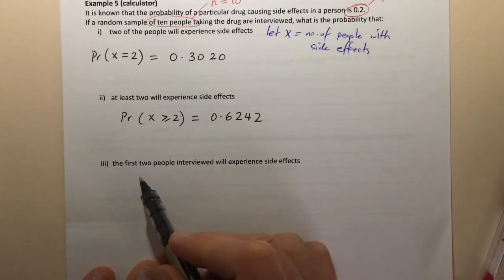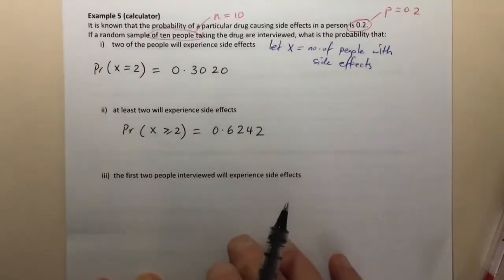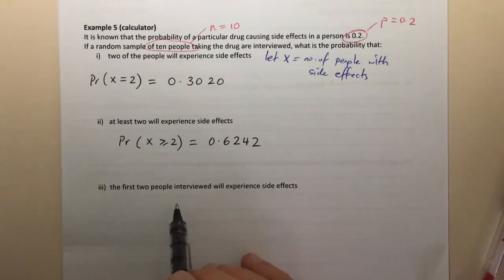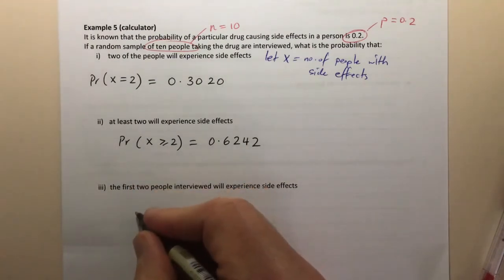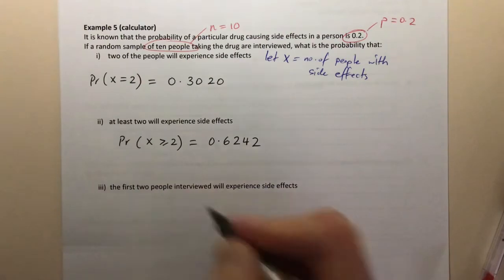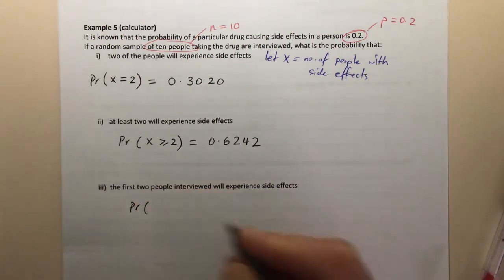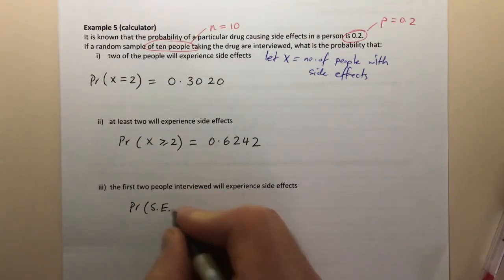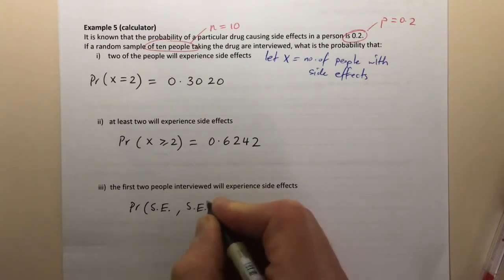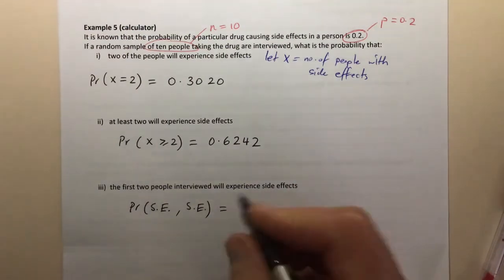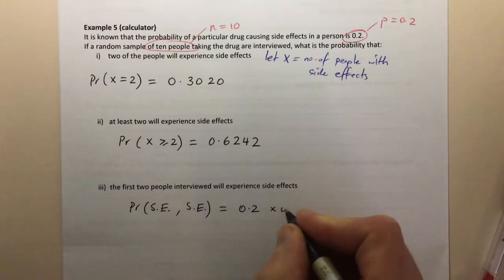So it's not really talking about the number of successes out of 10. It's actually just saying that if we have 2 people interviewed, we want to know the probability that they'll both have side effects. It's a little bit of a trick question because it's taking you out of binomial and just saying, well, the probability that we get side effects, then side effects when we interview 2 people would just be 0.2 times 0.2.